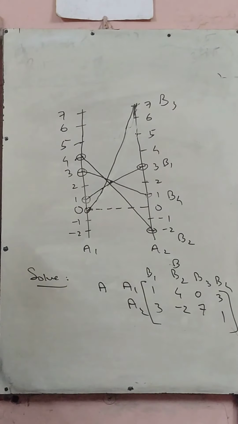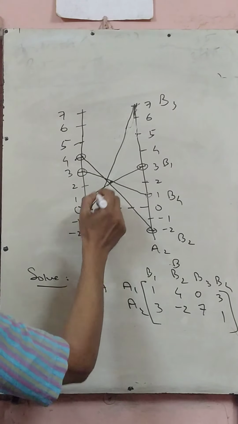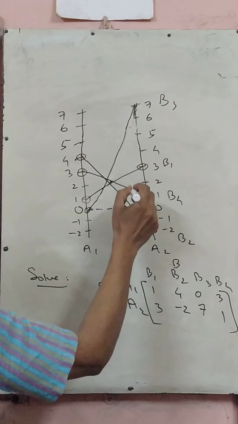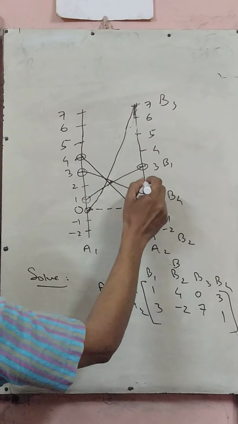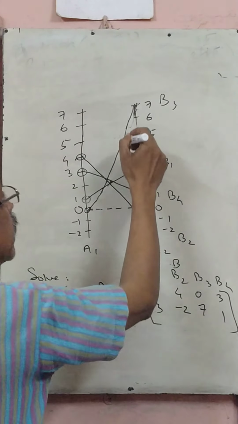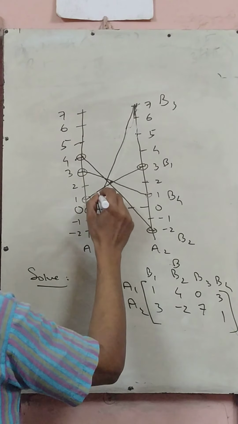So below, we are searching the common shaded region. Look at this. B1 will not allow anything above this. B2 will not allow anything above this. B3 will not allow anything above this, and B4 will not allow anything above this. So what is happening? This is the portion. You have to practice properly.